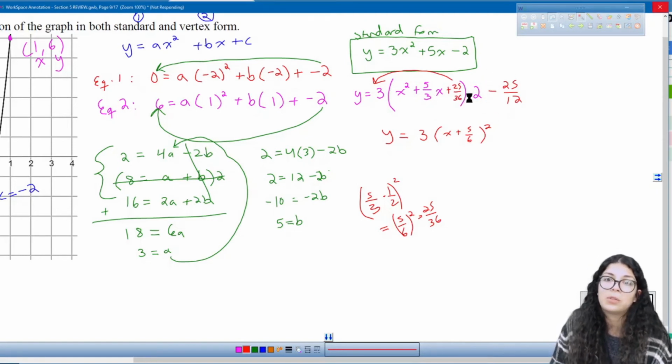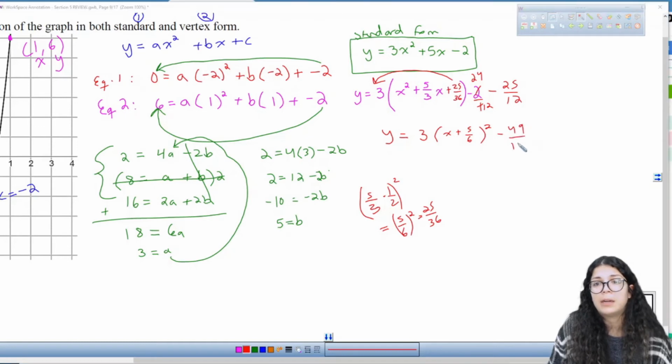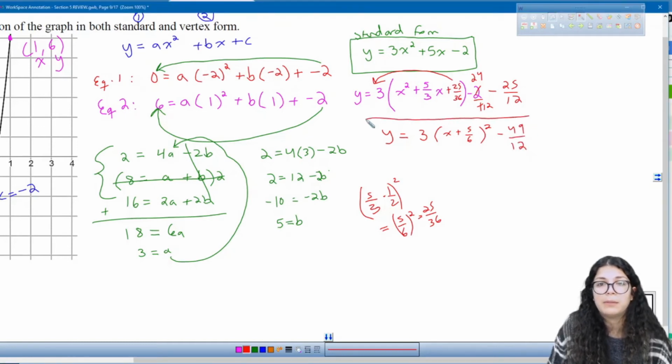If we think about negative 2 as negative 2 over 1, right? We need the denominator to be the same. So it's really negative 24 over 12. And so the negative 24 minus 25 is negative 49. And the denominator of 12 stays. So this would be my vertex form.